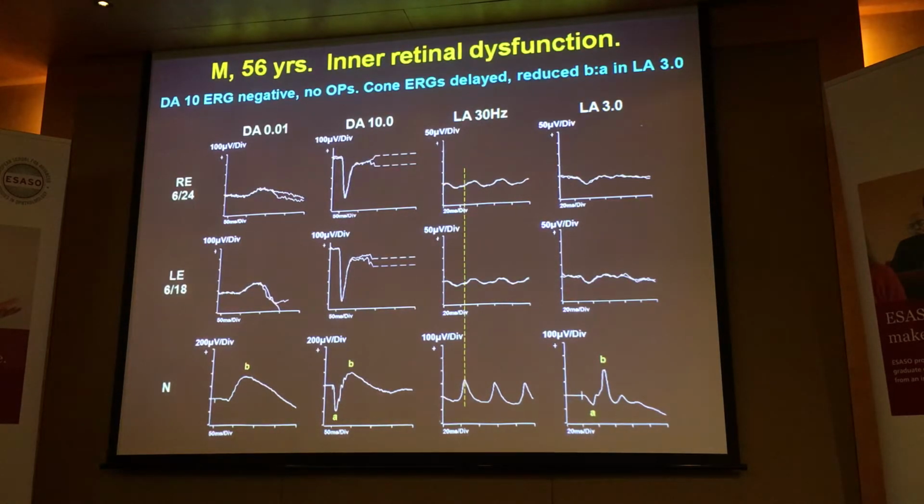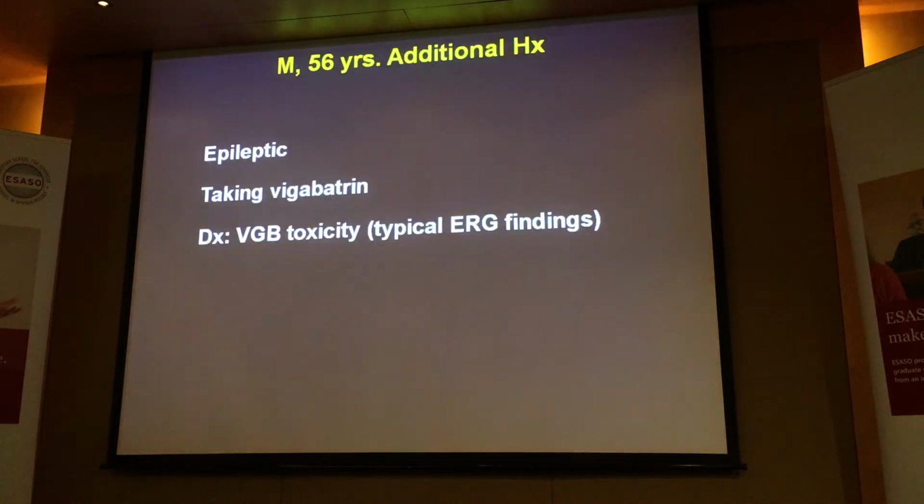And then again, it all boiled down to a technician taking an accurate history. Because the patient is epileptic, the patient was taking vigabatrin, which is an anticonvulsant associated with an inner retinopathy, and the patient simply has vigabatrin toxicity. The neuro-ophthalmologist hadn't considered the anti-epileptic medication because it wasn't asked.